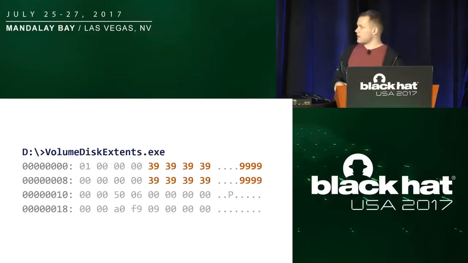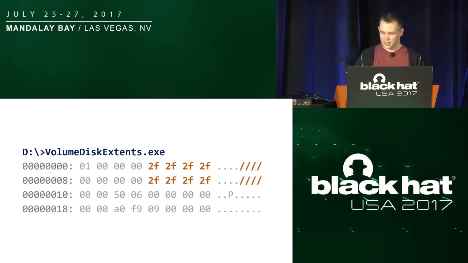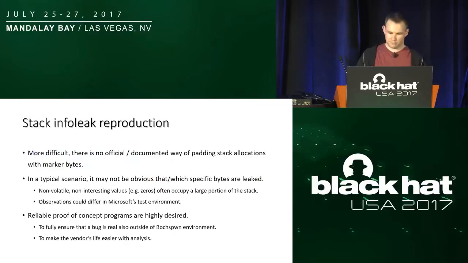So this is how it looked for the volume disk extent vulnerability. When I run it the first time, you can see the 0x39 marker byte, but then when I run it again, it's another byte. So you can easily see where the leak is actually taking place here.